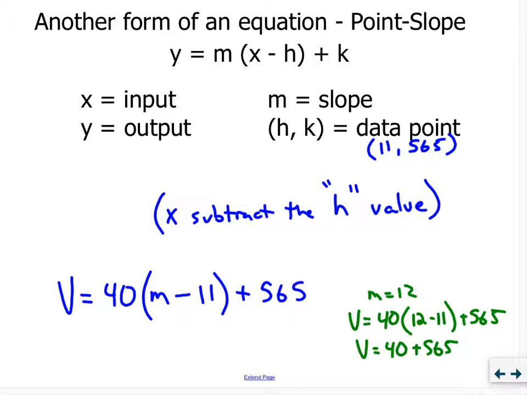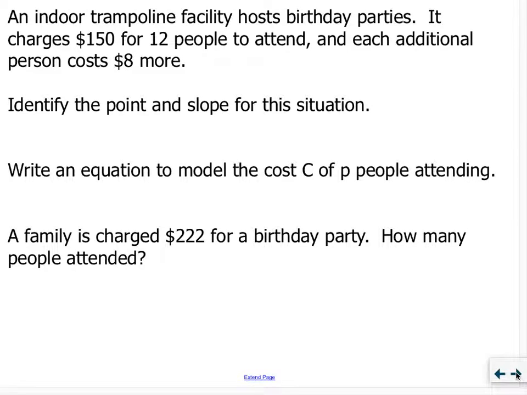Let's try another scenario. So maybe you've gone to some of these new indoor trampoline facilities, and they have birthday parties there all the time. We looked into it. It's $150 for 12 people to attend, but if you want to bring additional kids, it's $8 more. So take a moment, identify your point and your slope.